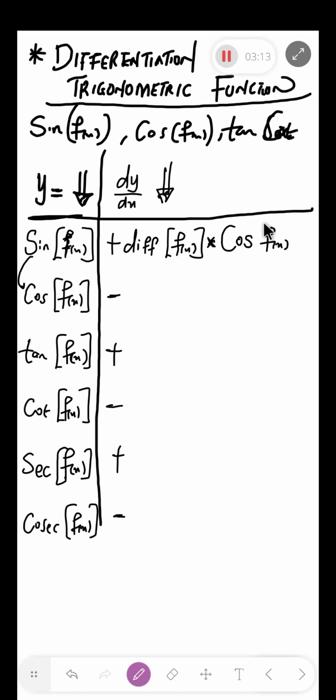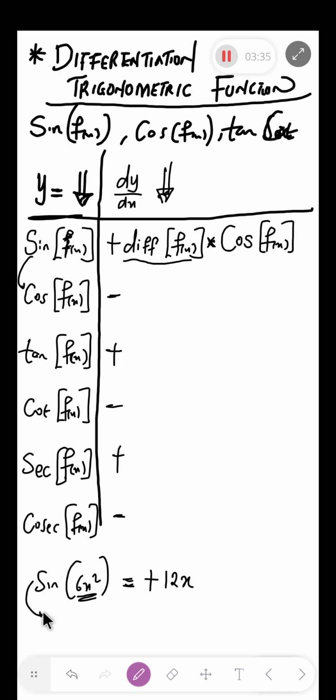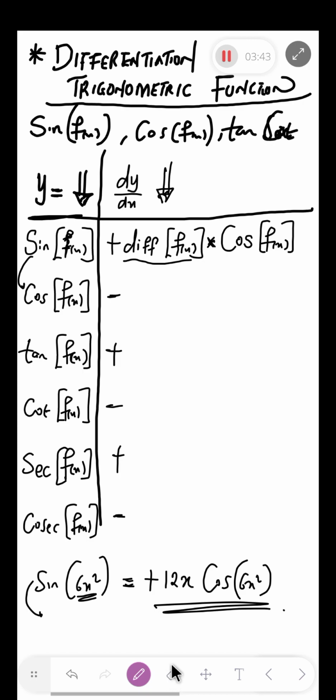Simple as ABC. If I want to take an example, let's say differentiate sine 6x squared. Sine is for positive. This is my function. The first step says differentiate that function. Differentiate 6x squared, that should give us 12x, right? And I already know that sine goes straight to cosine of this same function given to us. Simple as ABC. This is our final answer. So that's how it works in that case.